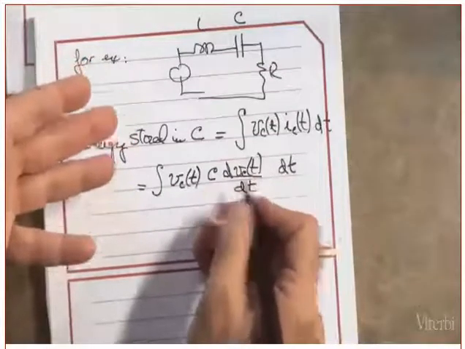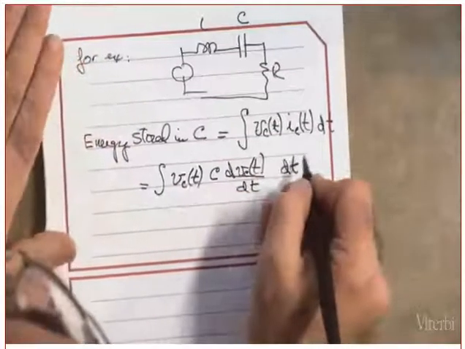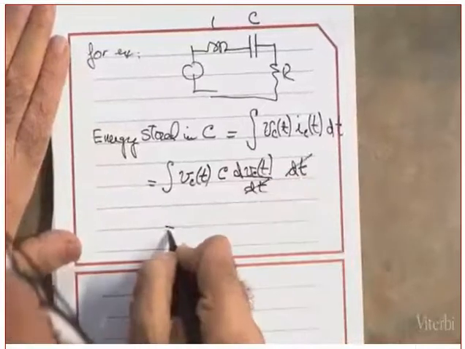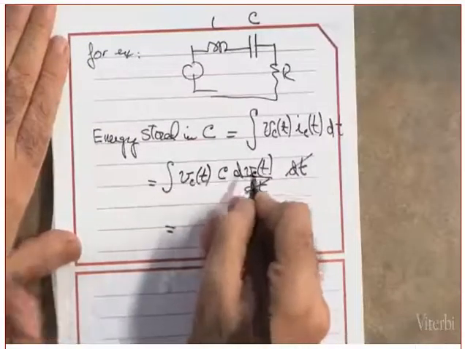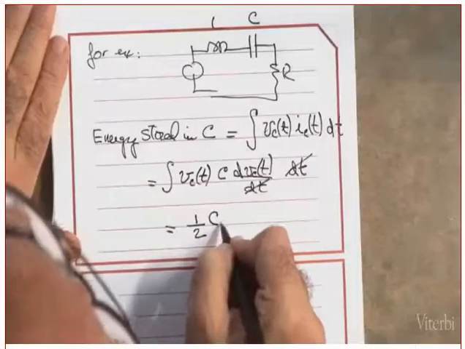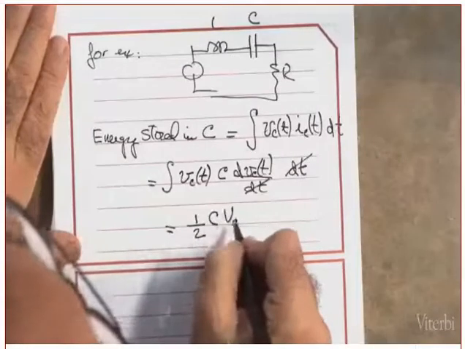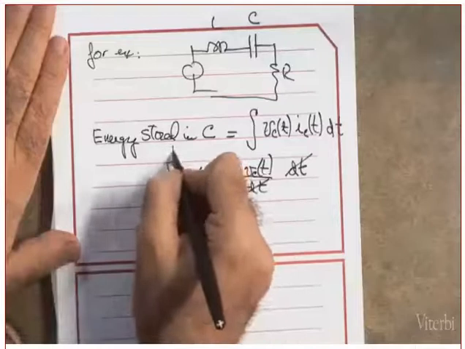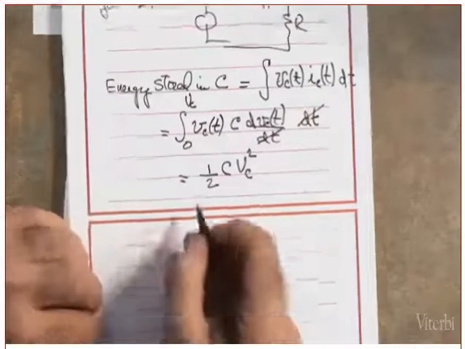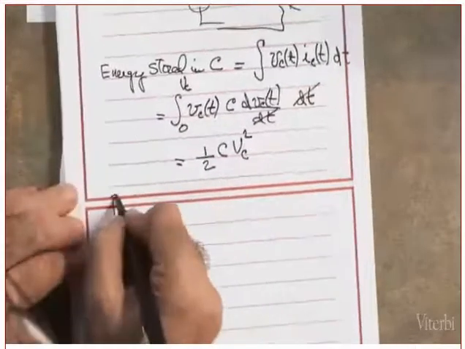I'm sure you know this all, but I received a couple of emails about this. Okay, can I cancel this with this? Yes. So what do I have? I have C Vc(t) dVc(t), which is 1/2 C Vc squared. Let's assume this is from 0 to Vc, whatever the maximum value. Yes or no? Okay. What is the power dissipated?